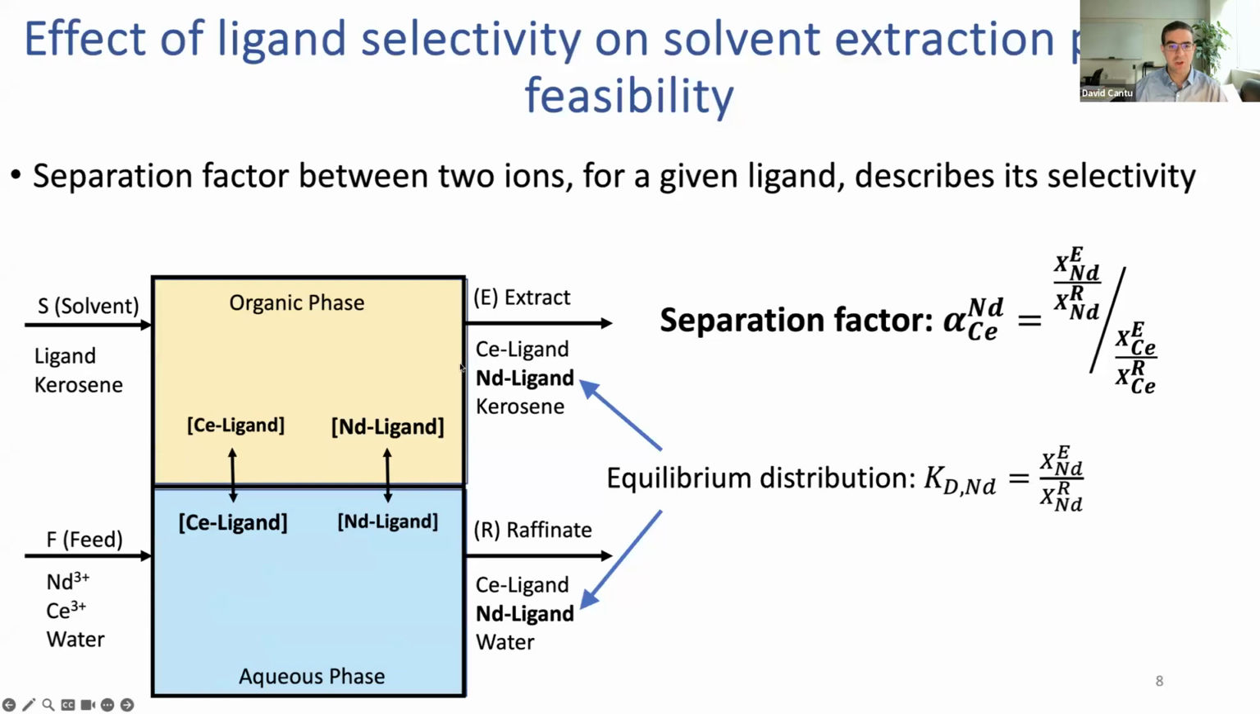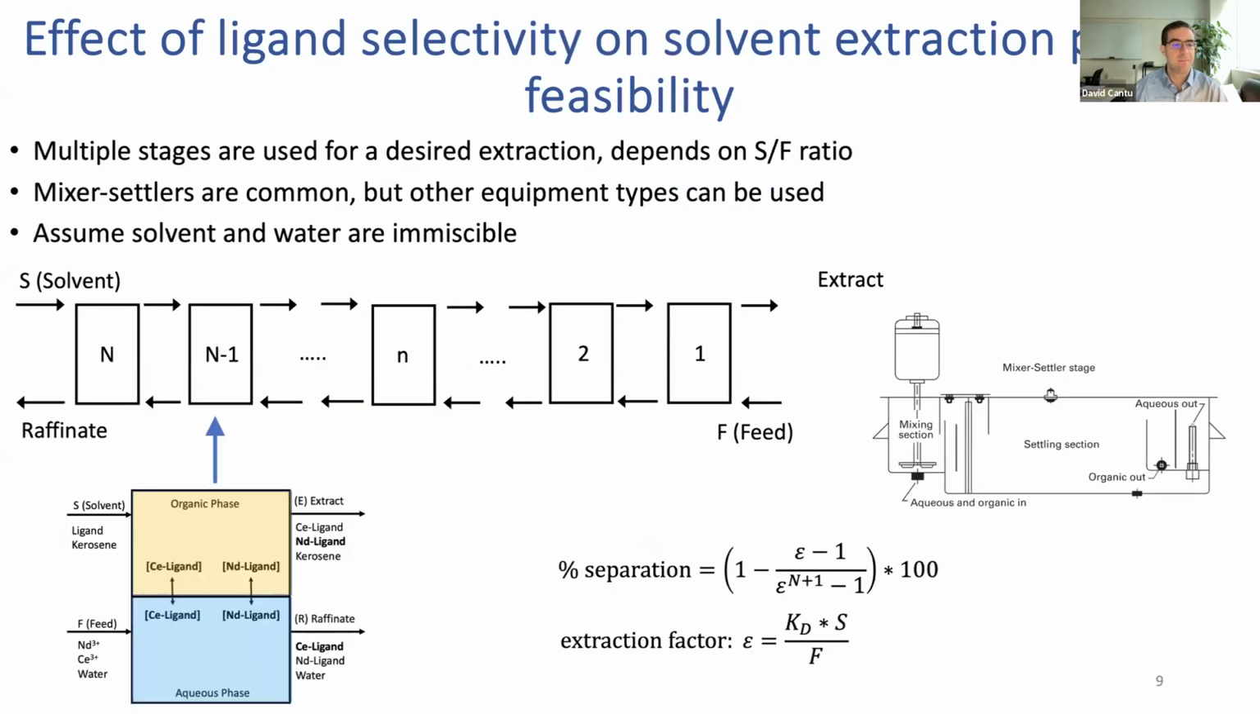And how much of one lanthanide is extracted compared to the other depends on the selectivity of the ligand, which can be described by the separation factor. So if a lot more neodymium comes over, it's because that ligand binds neodymium more strongly than cerium. The separation factor is the ratio of the equilibrium distributions of how much ends up in the extract and how much is in the raffinate. And solvent extraction is typically done in multiple stages.